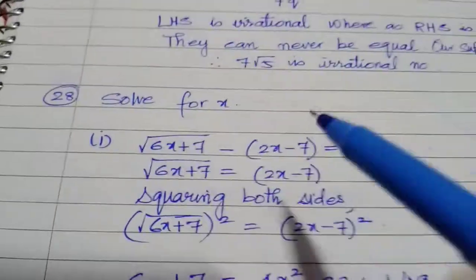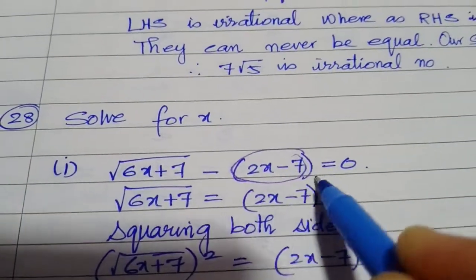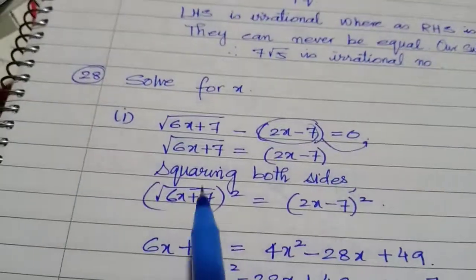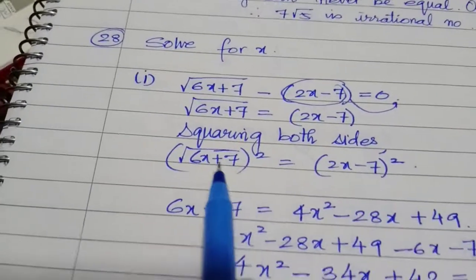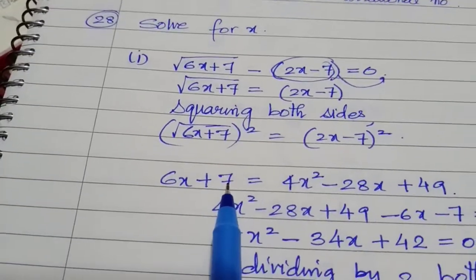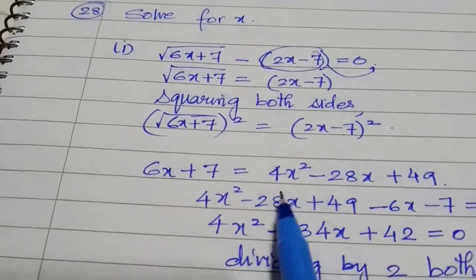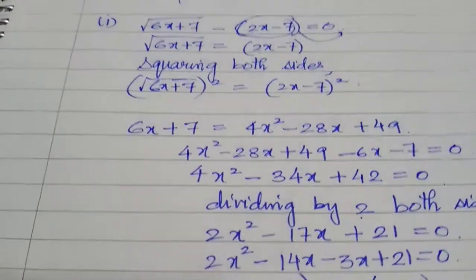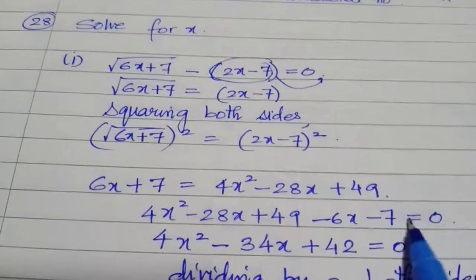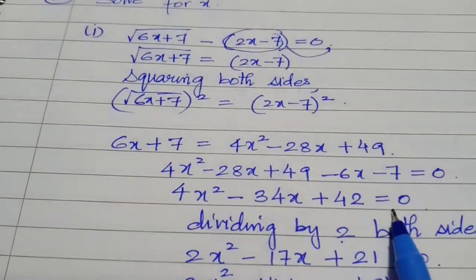So what I do, I bring this whole term towards here. Now I'm squaring both sides so that I can remove the square root. So squaring both sides, the square root is removed. It's 6x plus 7. यहाँ a minus b whole square. A square plus b square minus 2ab. Bring 6x and 7 also this side. I've got a quadratic equation.